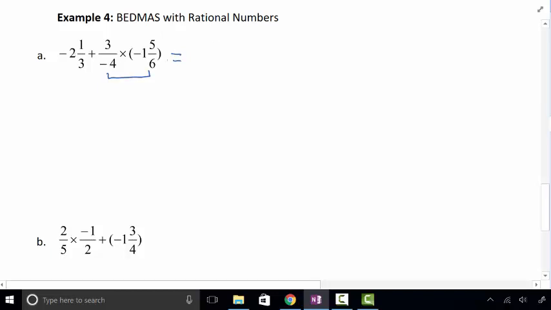So 2 times 3 is 6, plus 1 is 7. So negative 7. Don't forget the negative sign there. And this plus minus here actually could just turn into what? A minus. And this is 3 over 4. And then this is times 1 times 6 is 6, plus 5 is 11. So negative 11 over 6.